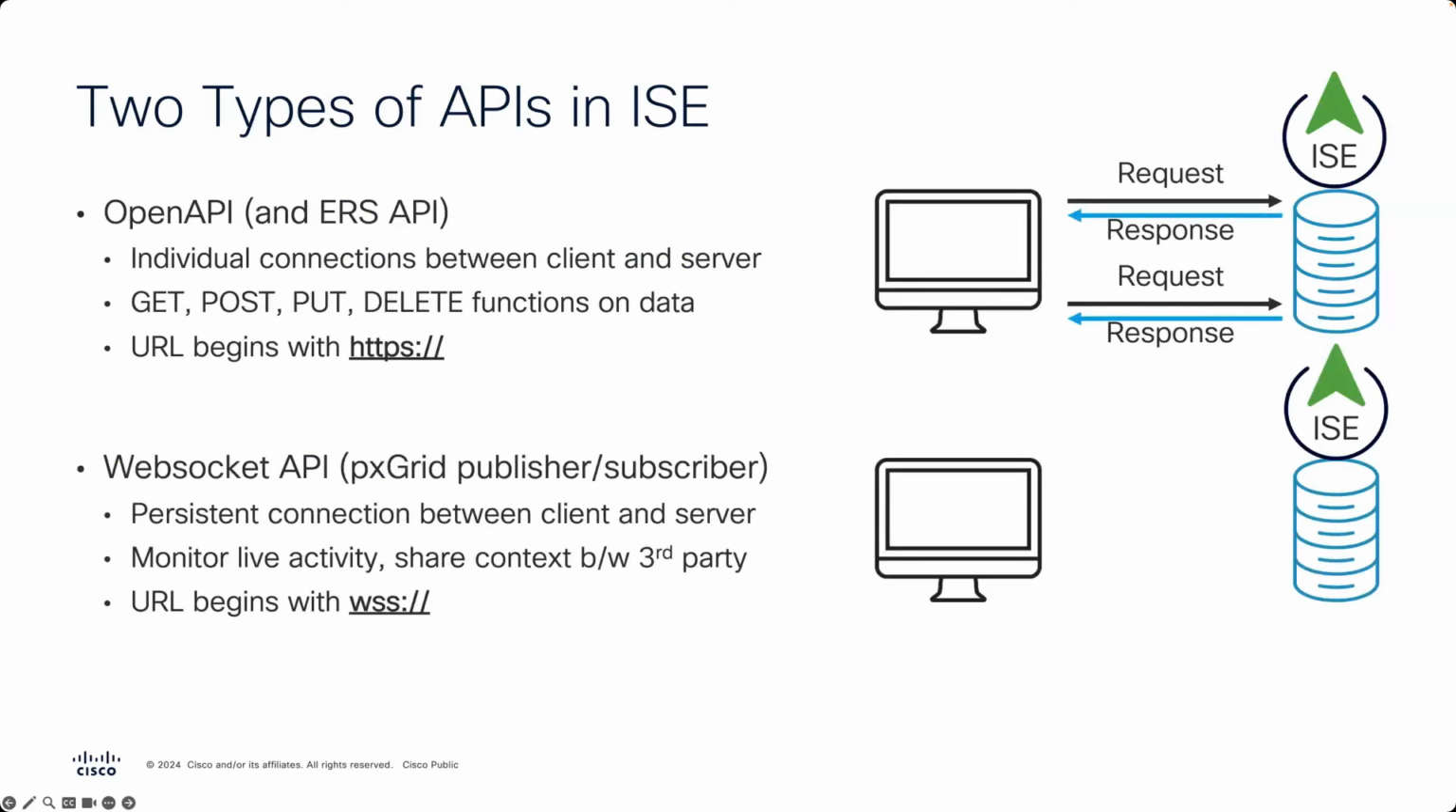Now, WebSocket APIs is where you might hear the term pxGrid publisher and subscriber. So that idea is more of a streamlined real-time monitoring of activity or real-time streaming of data. And that is essentially a handshake between a client and ISE, and a TCP connection is established between the two of them. And this is really great for sending real-time updates.